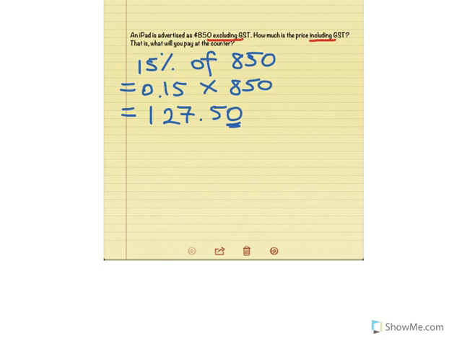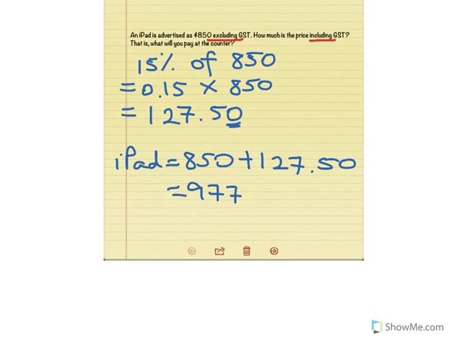So that's the GST. So the iPad is actually going to cost me $850 for the price of the iPad, plus $127.50 for the GST. And again, I can go straight to my calculator and find out that I have to pay $977.50 for this iPad. So as a check, we look back, 15% to add on. So by adding it on, I've increased the amount, and $977.50 is greater than the $850 of the iPad. So we must have our price including GST.